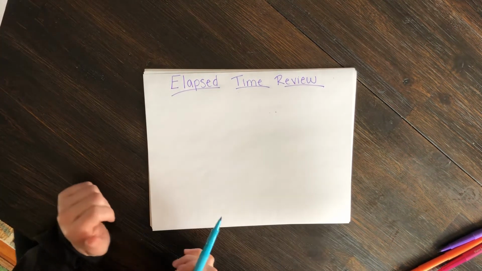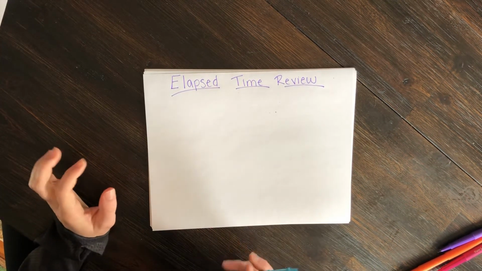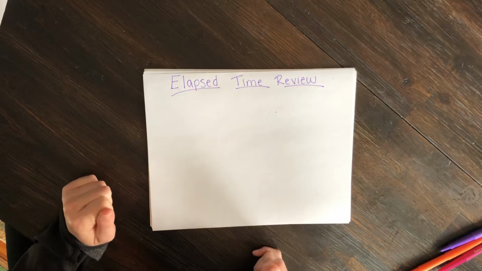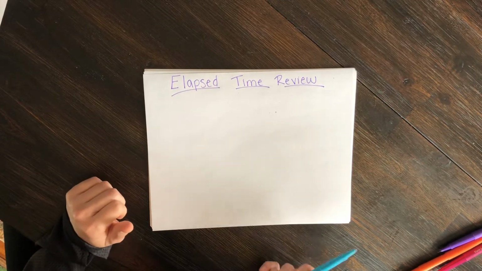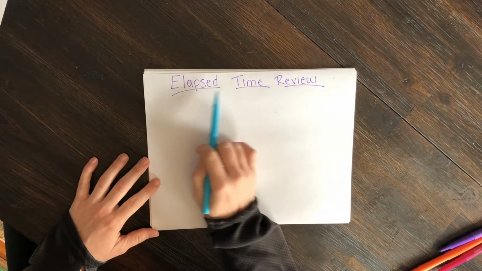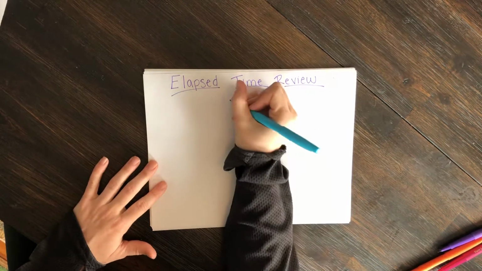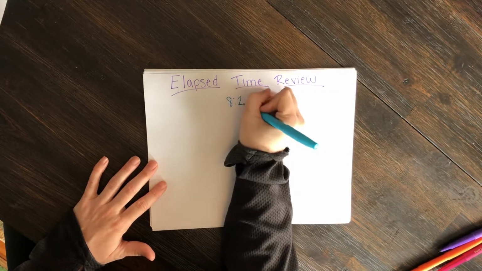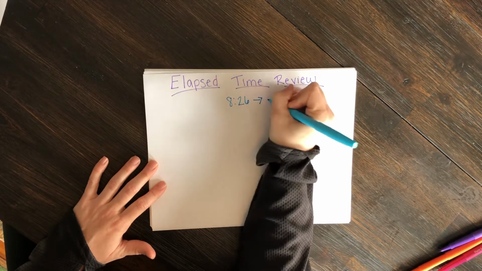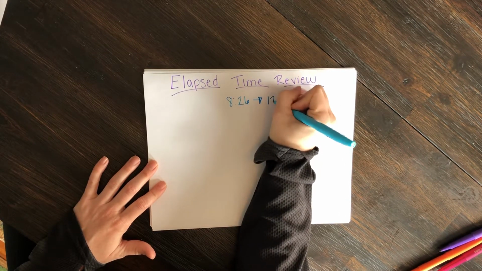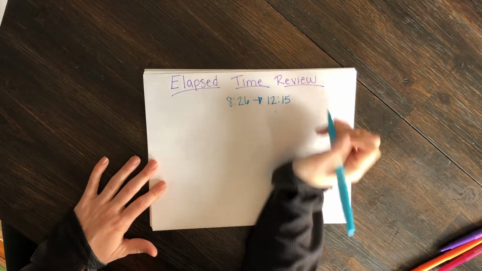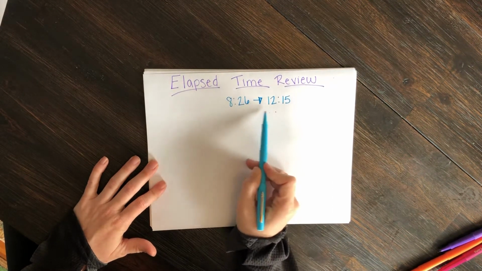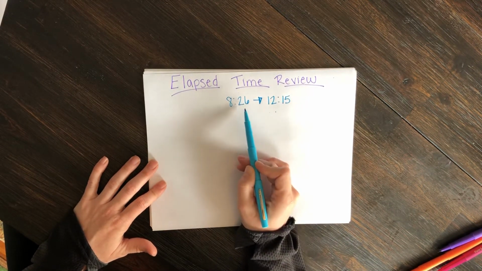Friends, we are going to review elapsed time, which is a skill that we worked a lot on in 3rd grade, so it should not be new to you. Elapsed time is the amount of time between two times. So let's say we started something at 8:26 and it went until 12:15. So elapsed time is just the amount of time between those two times.